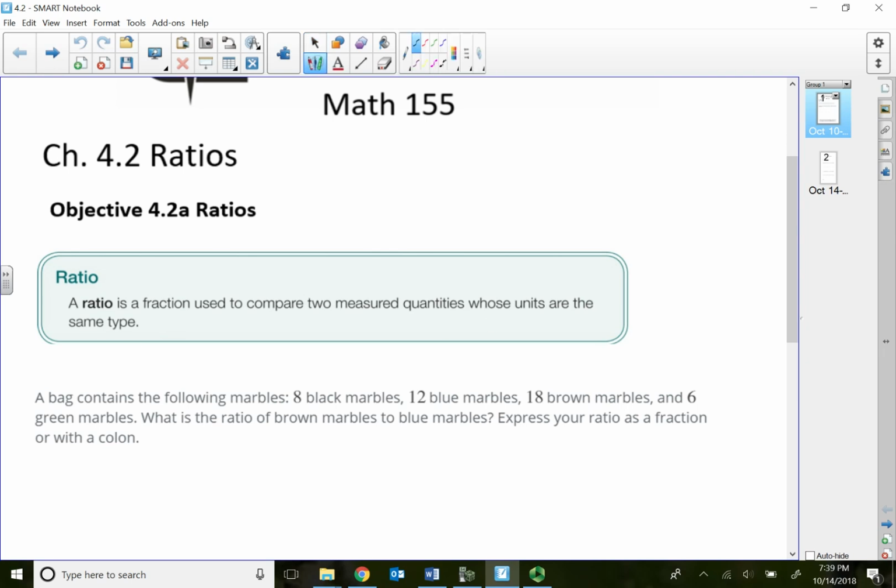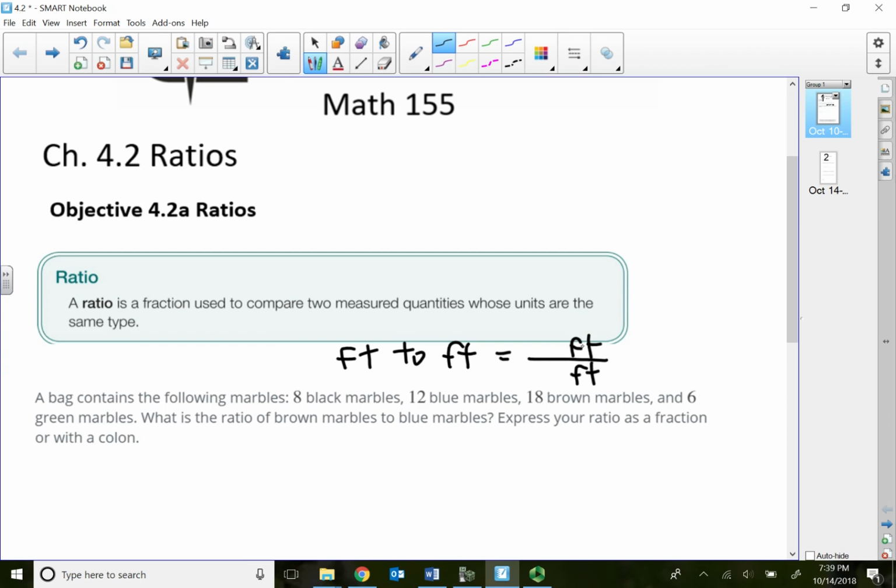For example, if I ever need to compare feet to feet, the same type of units, we can write them out as a fraction, so many feet over so many feet. Because the units are the same type, very often the units will automatically cancel out. That's the reason why when we express our ratio as a fraction, we never write down the units, because the units got canceled out.